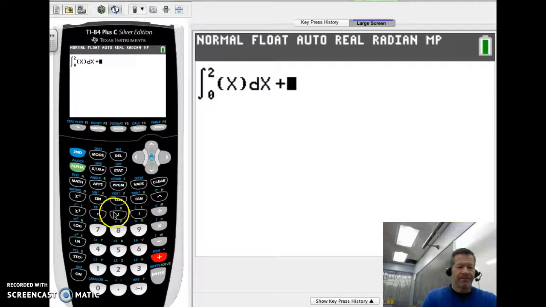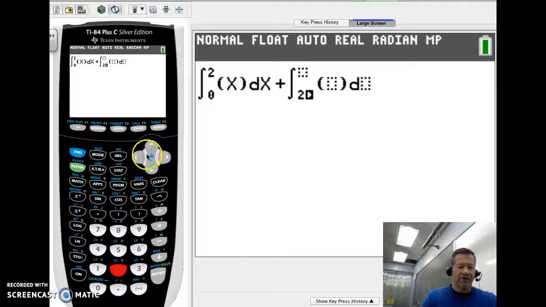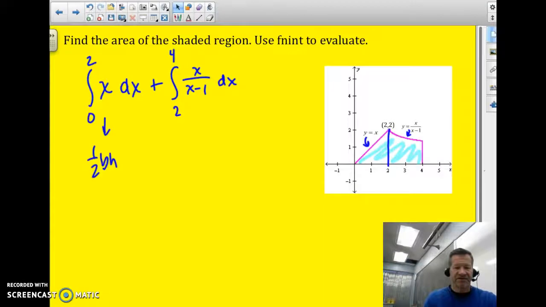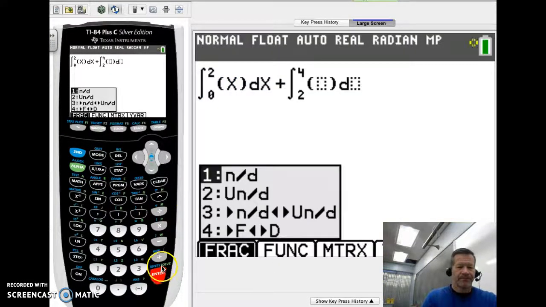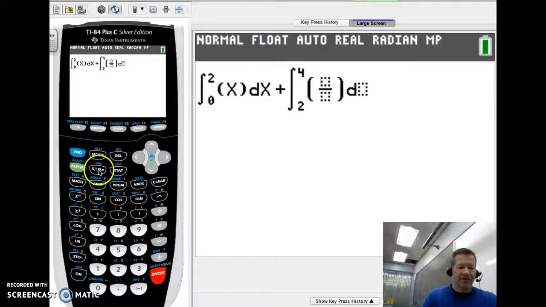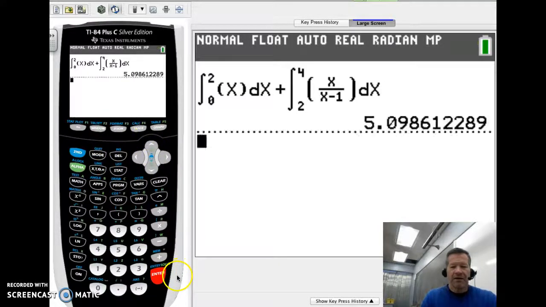Plus math 9 again. Now I went from 2 to 4, and I forgot, was it x over x plus 1 or x over x minus 1? It was x over x minus 1. Okay, so I'm going to get my fraction key here. Beautiful. X over x minus 1 with respect to x. And let it churn out.